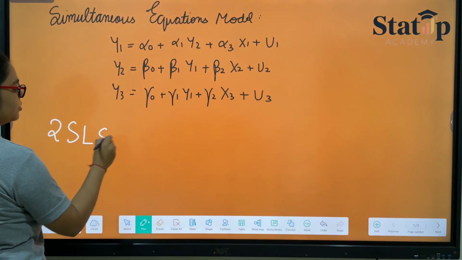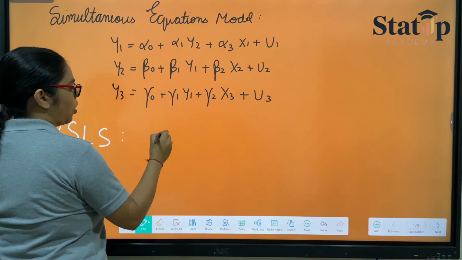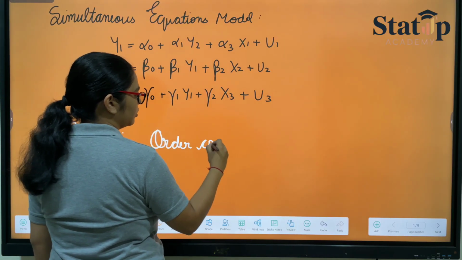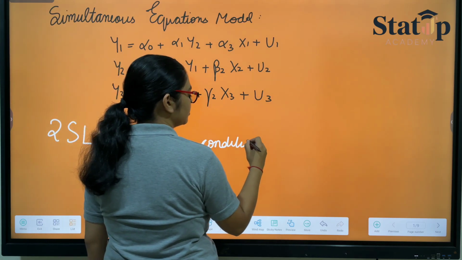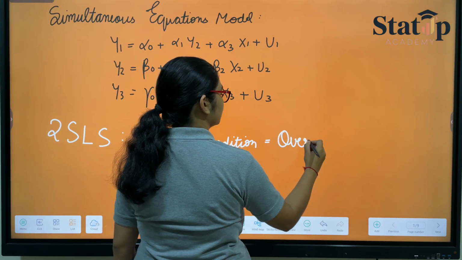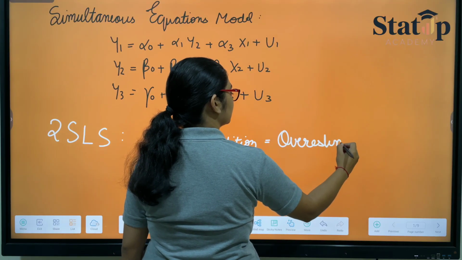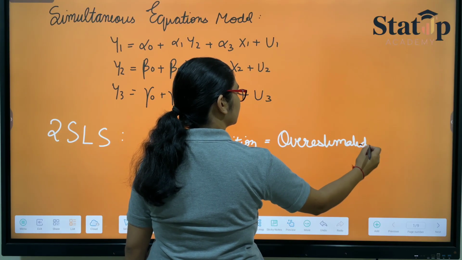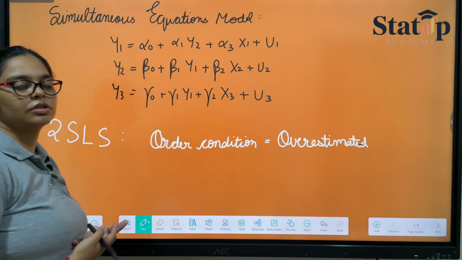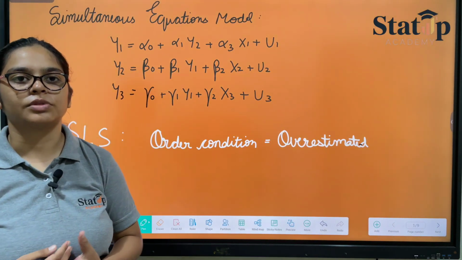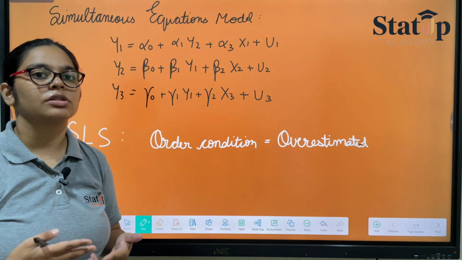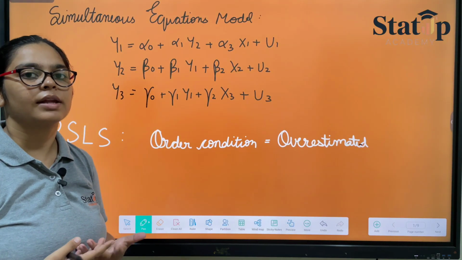The 2SLS method is used when our order condition comes out to be overestimated. If the order condition of all three equations, or even one or two equations, comes out to be overestimated, then we use 2SLS, the two stage least squares estimation method.